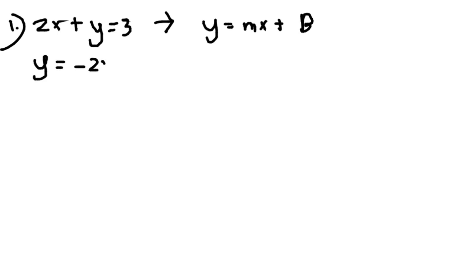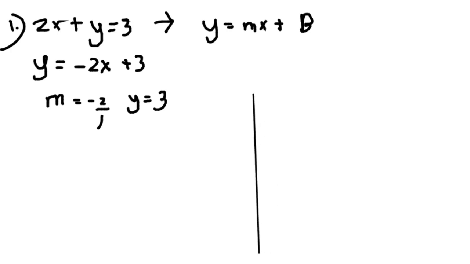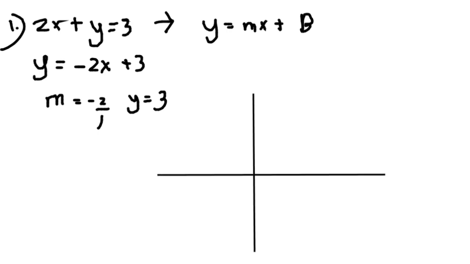Okay, intercept. So, moving 2x to the right side, we get y equals negative 2x plus 3. As we can see here, the slope is negative 2 over 1, and the y-intercept is 3. Now we can draw a rectangular coordinate plane and plot the points. We're going to plot the y-intercept, which lies on the y-axis, right?